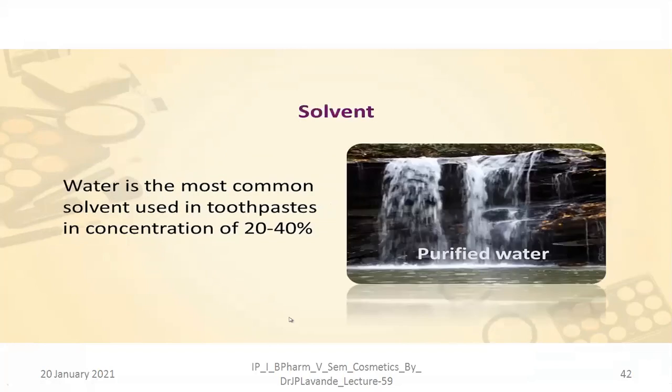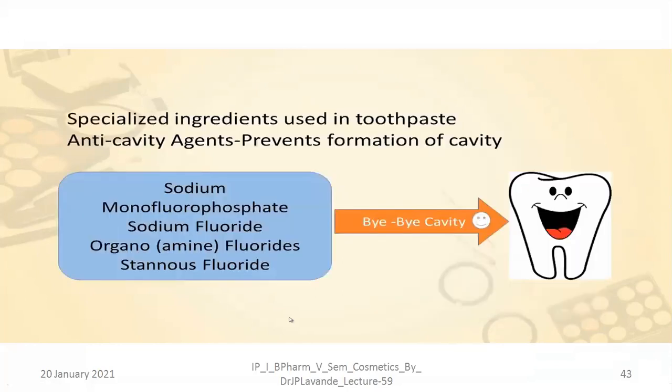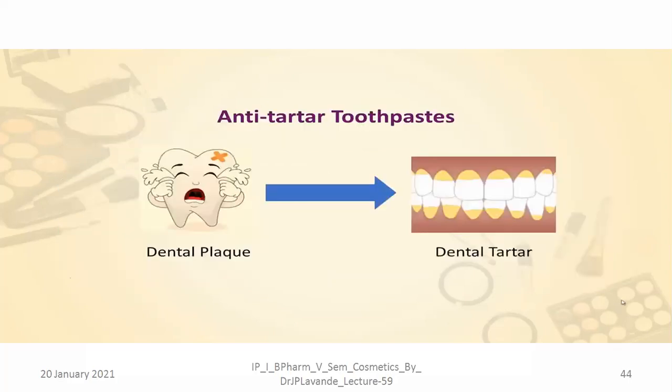Solvents: purified water. Water is the most common solvent used in toothpaste, in a concentration of 20 to 40%. Some specialized agents are used in toothpaste as anti-cavity agents to prevent the formation of cavities. Examples are sodium monofluorophosphate, sodium fluoride, organofluorides, and stannous fluoride. These are added to prevent the formation of cavities and to say bye-bye to the cavities.